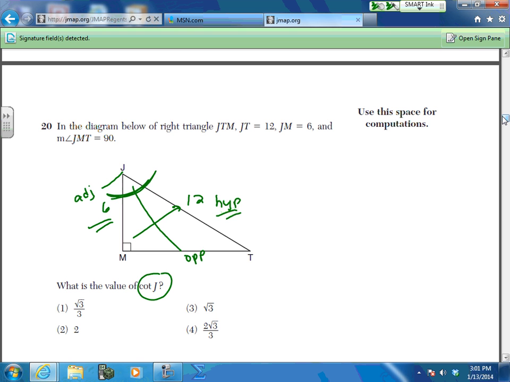You might need to find your missing side since your cotangent is dealing with your reciprocal of your tangent. If your tangent is opposite over adjacent, then your cotangent is adjacent over opposite. But you don't have an opposite. So to find the missing side, you do Pythagorean's theorem. Do that first. 12 squared equals 6 squared plus, we'll call it b squared.